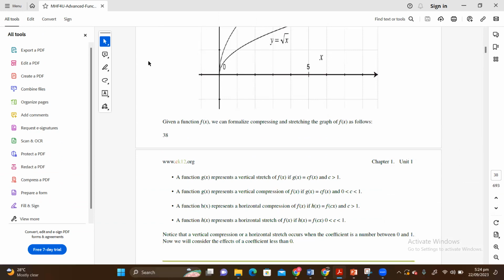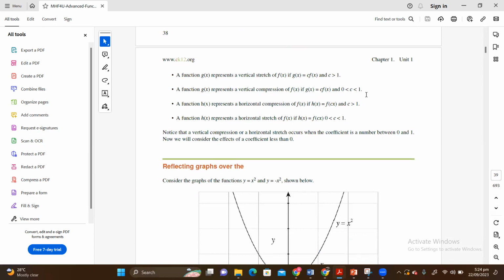A function g of x represents a vertical stretch of f of x if g of x is equal to c times f of x and c is greater than 1. It represents a vertical compression when c is between 0 and 1. Horizontal compression is when c is greater than 1, and horizontal stretch is when c is between 0 and 1. Just take a minute and look at these 4 points.